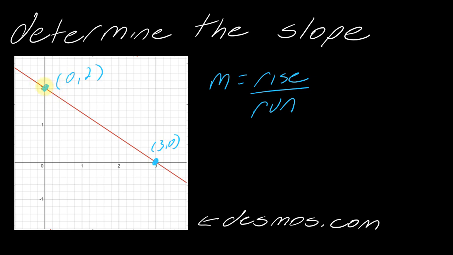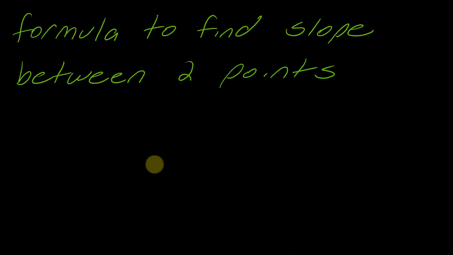To get from this point to this point, I have to go down. So I go down 1, 2. So this is -2 for my rise, and then I'm going to go 1, 2, 3. So -2/3, oops, sorry about that, -2/3 would be my slope in this case. Okay, so that's one way that we can find the slope.